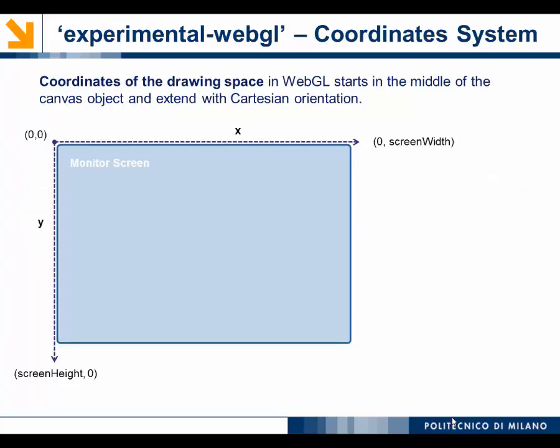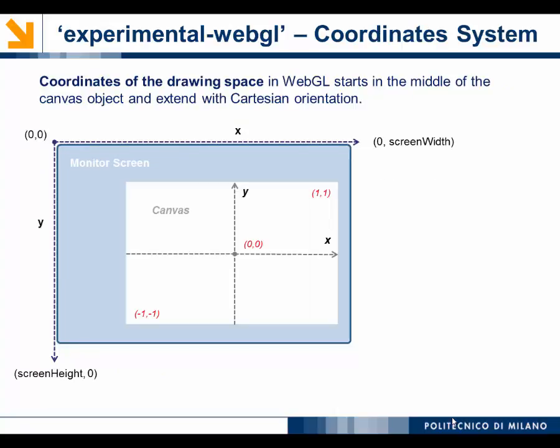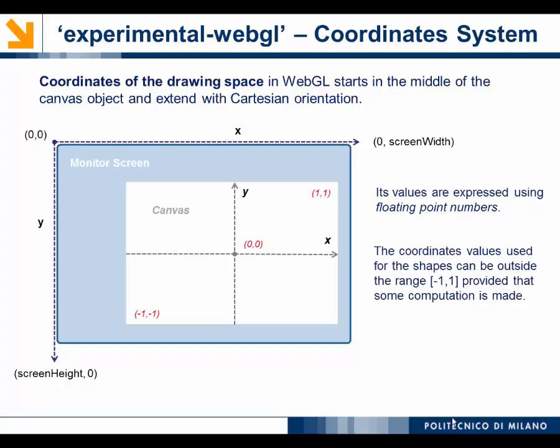So, even if the monitor, of course, doesn't change, in this case the canvas and the context have a pretty different set of coordinates, which are centered at the center of the canvas, and then follow the regular Cartesian orientation. In this case, we don't have pixels as units any longer. Instead, we have floating point numbers with a range that goes from -1 to 1. They are called the normalized coordinates.